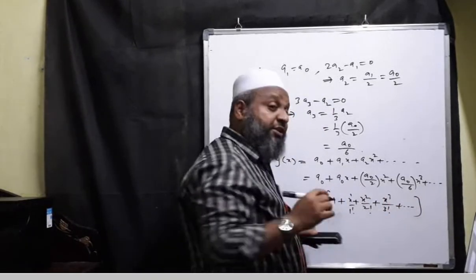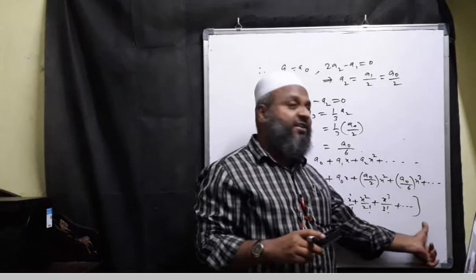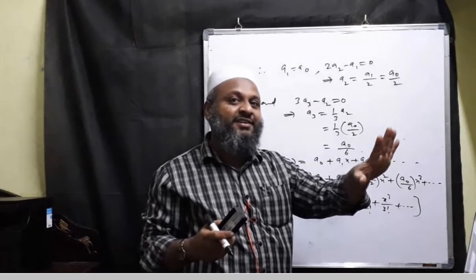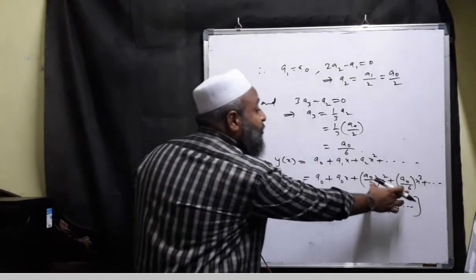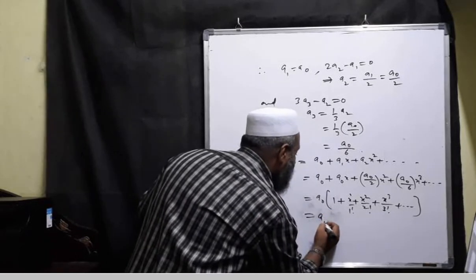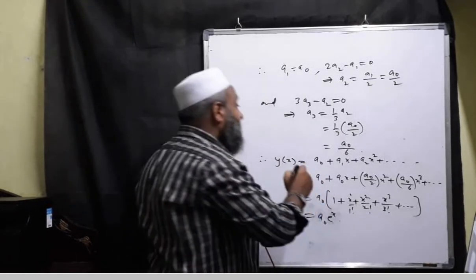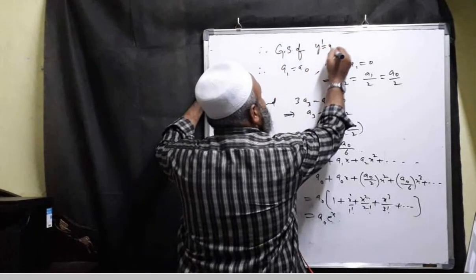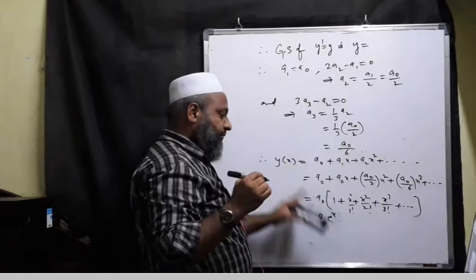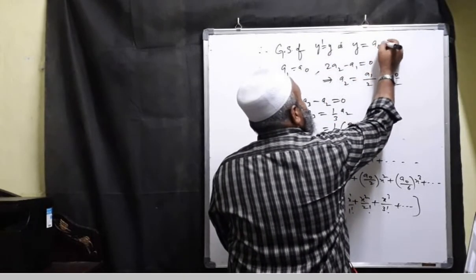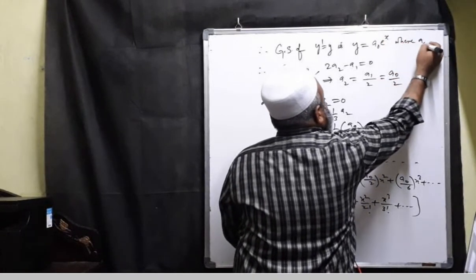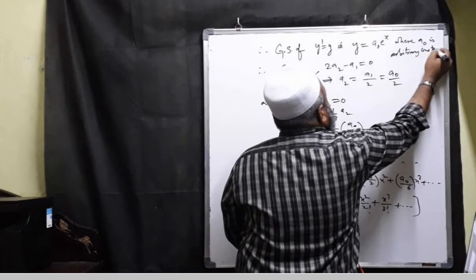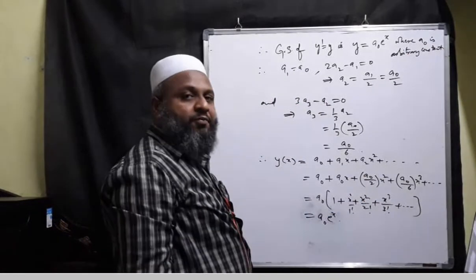The moment you carefully see this expression, you will identify that it is a well known expression. This is nothing but the infinite series for e to the power of x, and hence you go to the closed form and say e to the power of x. Therefore, what is the general solution now? The general solution of y dash equal to y is y equal to a0 into e to the power of x, where a0 is an arbitrary constant.